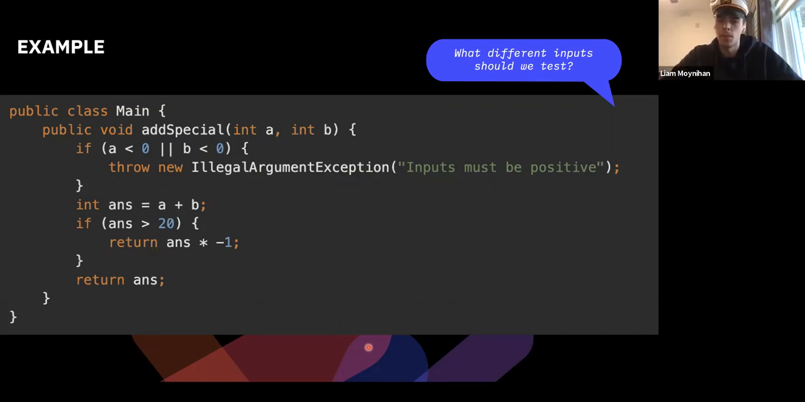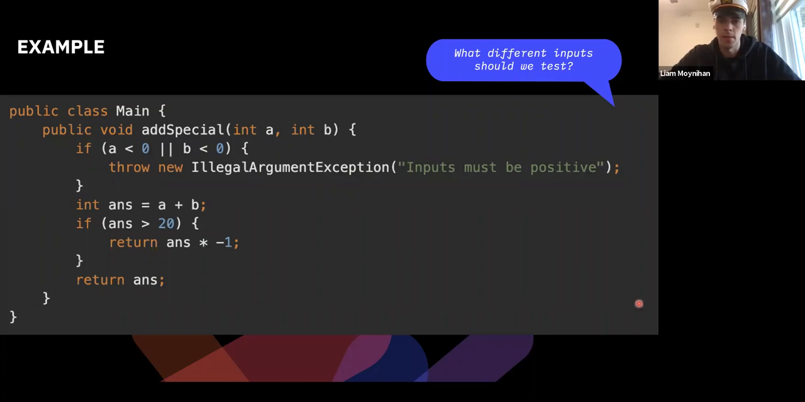Also, along with that, like we said, we want to be testing edge cases. So maybe we want one where A and B add exactly to 20, or maybe A and B are both ones so that they're close to the same value. And just some other things like that.